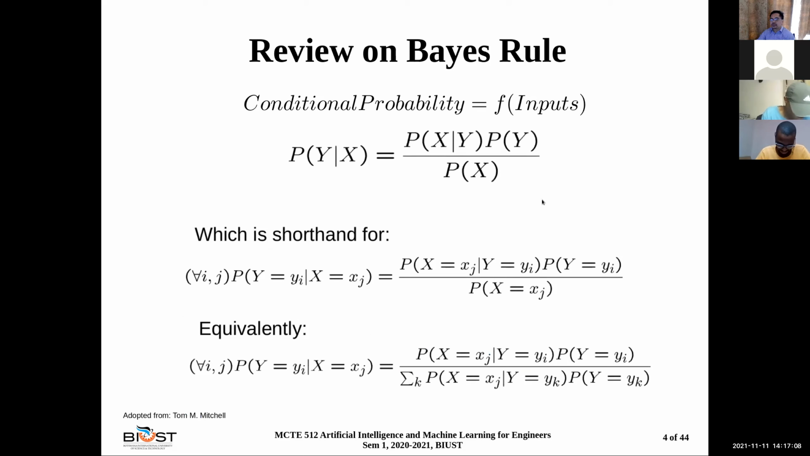Now, in terms of Bayes' rule, this is the general equation of Bayes' rule. P of Y given X is equal to probability of X given Y, times probability of Y, divided by probability of X. So this is a general equation, and we apply certain events here. There are examples that we use to check which event is most likely to be occurring. Again, it will help us in our decision-making process. If some event is most likely to occur, then we can make our decisions on what to do, depending on what we plan to do.